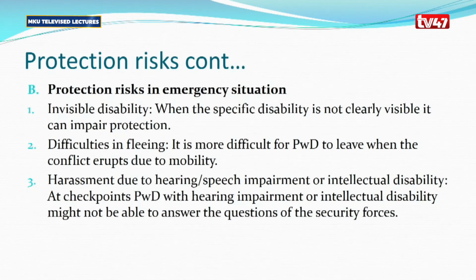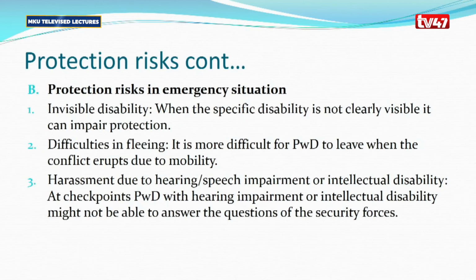B, protection risks in emergency situations. So, what is this that we are supposed to know? There is the likelihood of invisible disability. When the specific disability is not clearly visible, it can impair protection. You cannot see that someone has a disability. So they cannot go telling you, you know, I had a problem somewhere that is not really visible. And that may cause people to not be able to give them the protection that they so very much deserve. So, invisible disability.